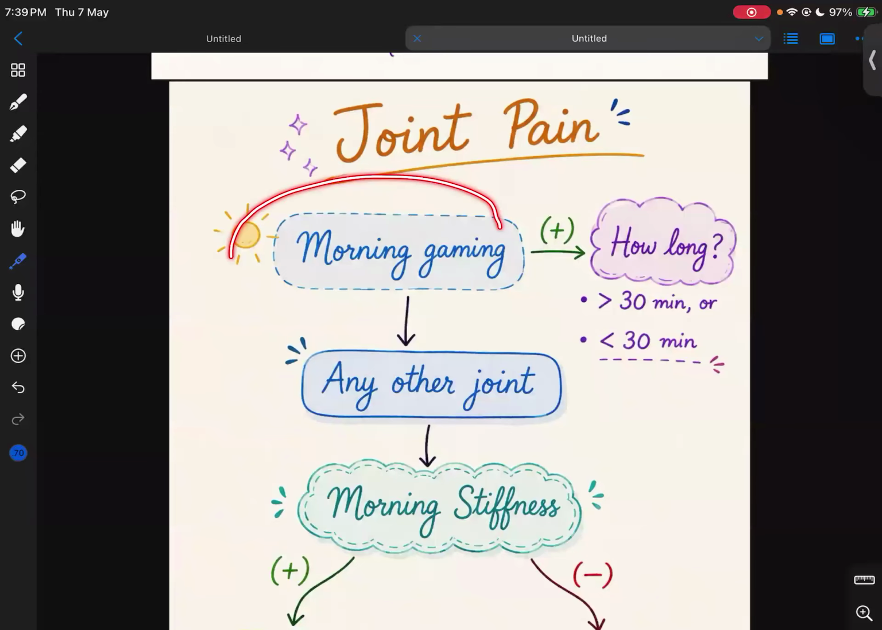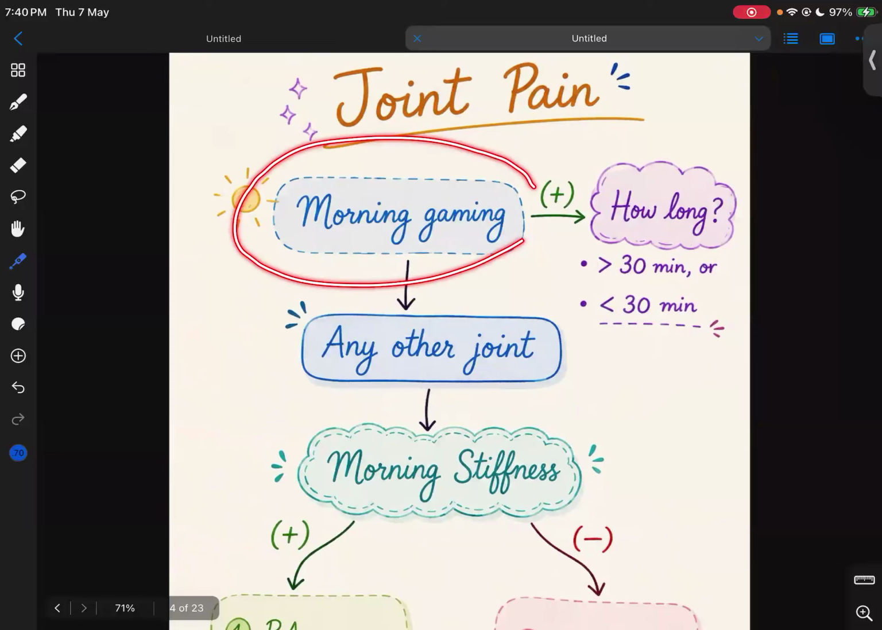Our first question will be, do you have any morning stiffness? If the patient complains of any morning stiffness, the next question will be for how long, whether it is more than 30 minutes or less than 30 minutes. If it is more than 30 minutes, then it is called inflammatory joint pain. Otherwise, if it is less than 30 minutes, then it is not an inflammatory joint pain.